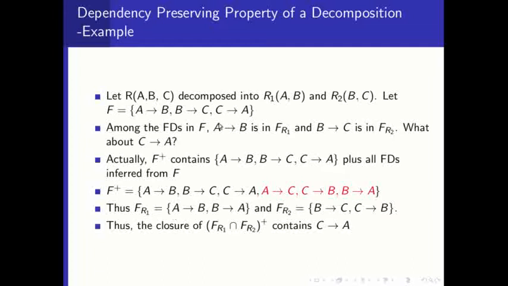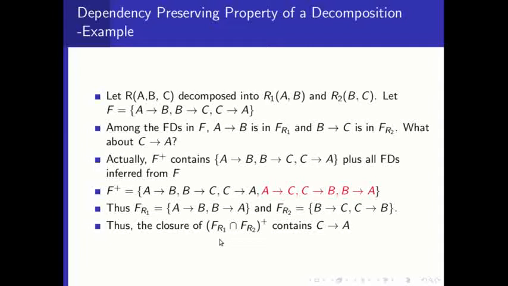Therefore, this decomposition of R(A, B, C) into R1(A, B) as well as R2(B, C) is a dependency preserving decomposition, because the FD C determines A will be obtained in this union, not the intersection. It is the union of FR1 and FR2.